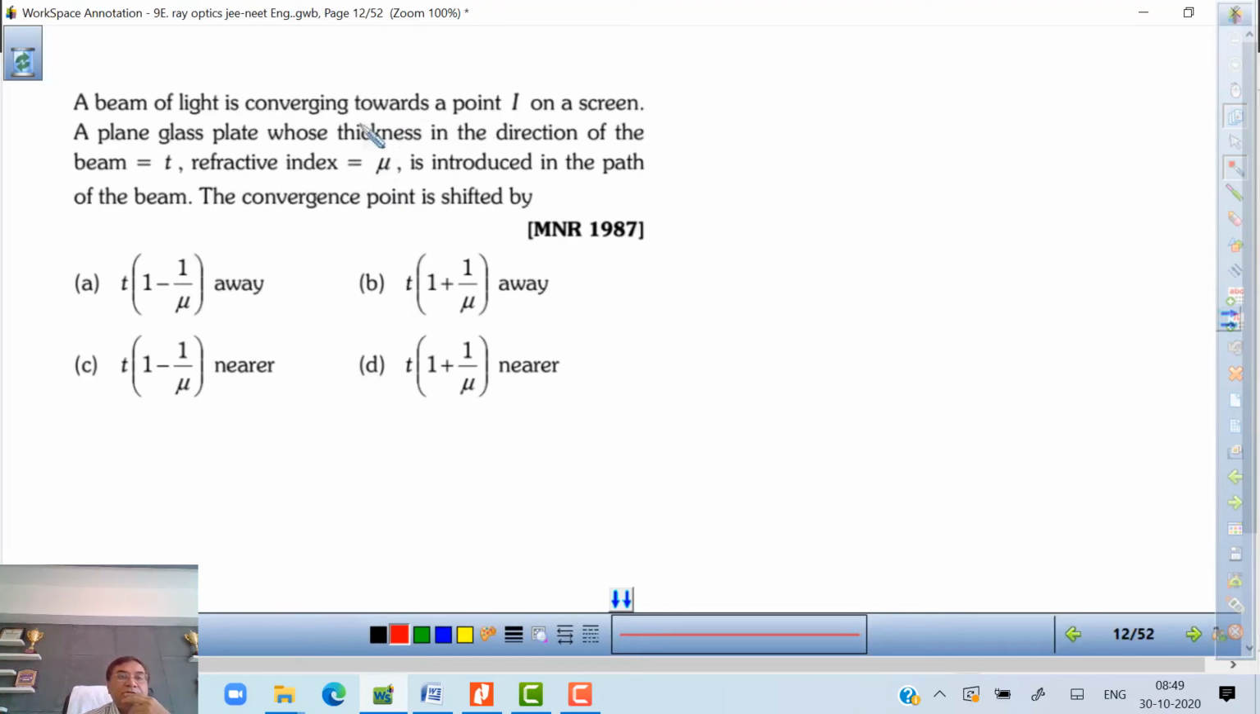A beam of light is converging toward a point I on the screen. A plain glass plate whose thickness in the direction of the beam is T, refractive index mu, is introduced in the path of the light. The convergent point is shifted. યાદ આવી જશે તમને હું કહીશ તો. So when light is coming over here without this, તો અહીંયા આગળ આવવાનું હતું, like suppose here. But because of this, it will shift it, કારણ કે refraction થવાનું છે થોડું અહીંયા light. So it will દૂર નહીં જવાનું એટલે ક્યાં જશે, એ નજીક મળશે.